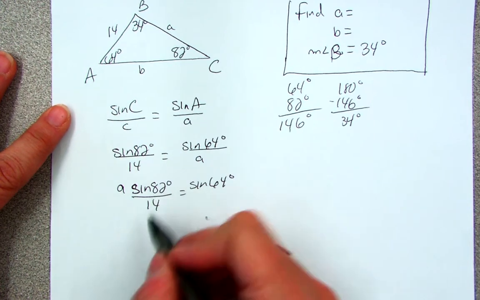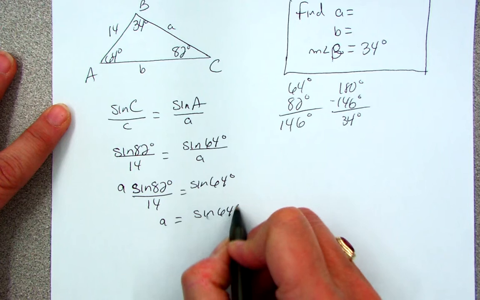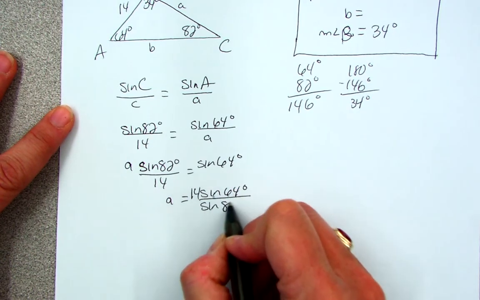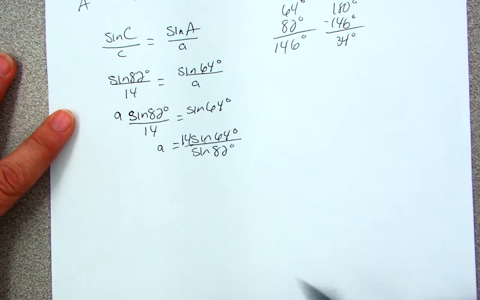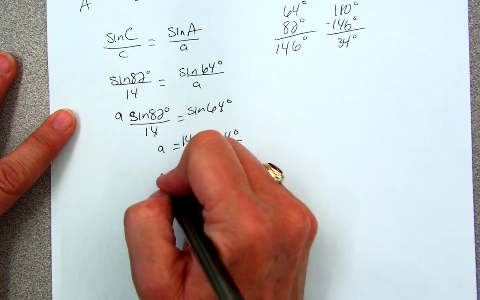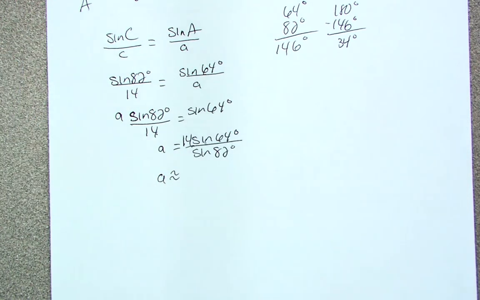And then I'm going to multiply by the reciprocal of this. Right, this goes on top and this goes on the bottom. And this is where you would take out your handy-dandy calculator. Should I have this in degrees or radians? Degrees.